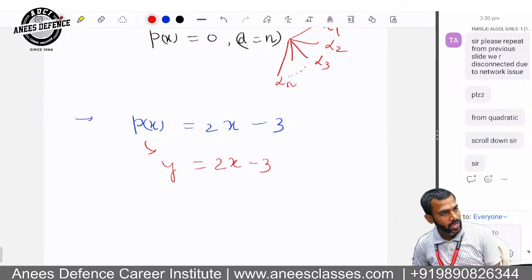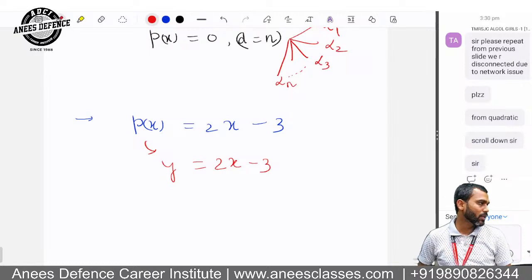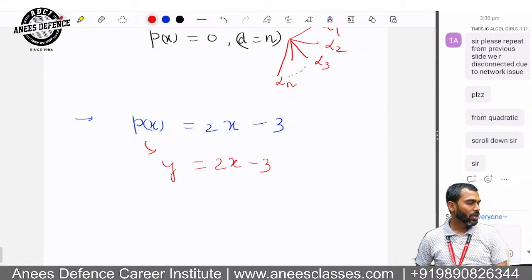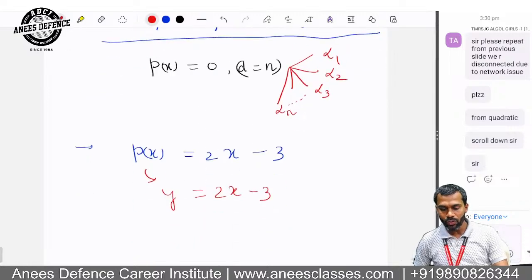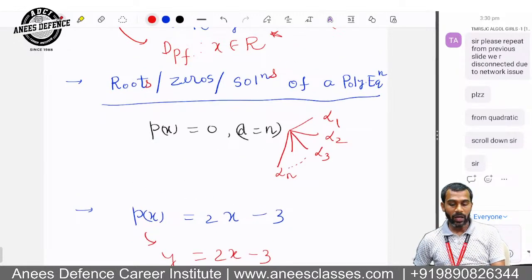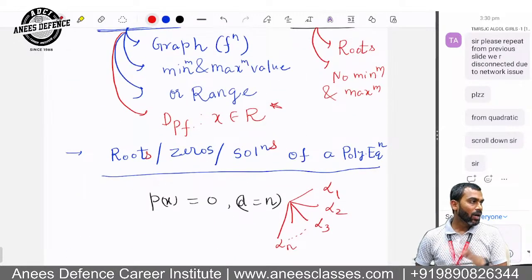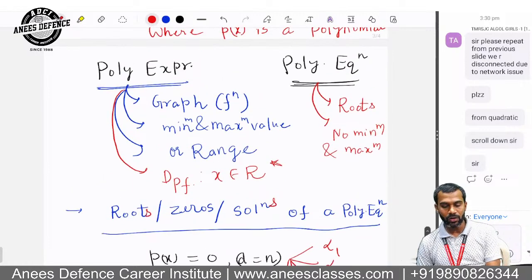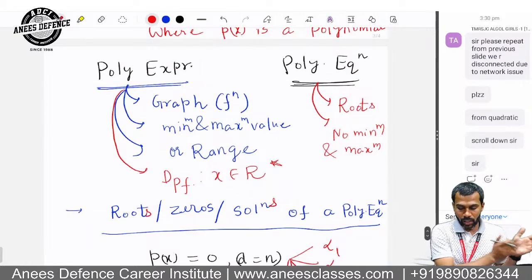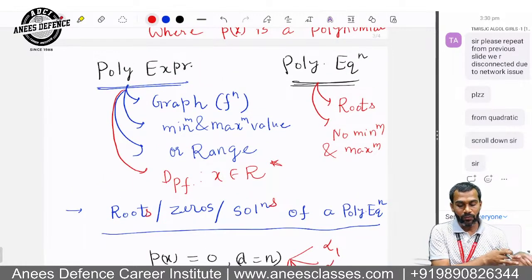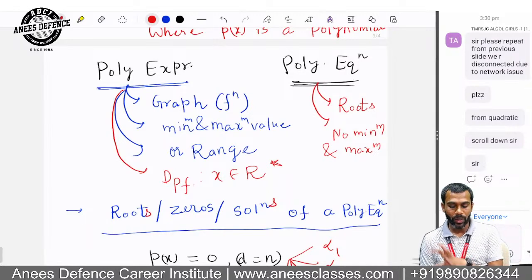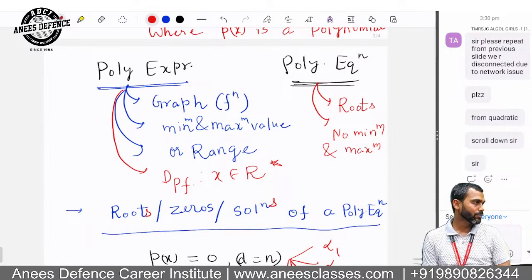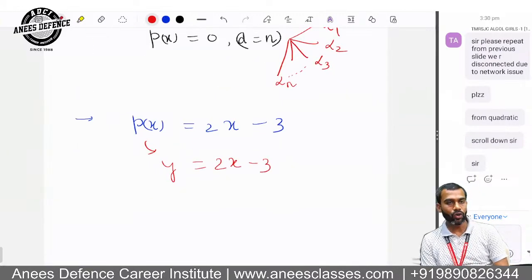So replace p of x with y, and y is equal to 2x minus 3. This is the function. Now we need to draw the graph. You'll understand what a root is and how we can draw the graph. How can this particular polynomial expression have minimum and maximum value? What is the graph of a polynomial expression? What is the range of a polynomial expression? And how is the domain the set of all real numbers? Yes or no? Okay. Now see, how can we draw the graph?